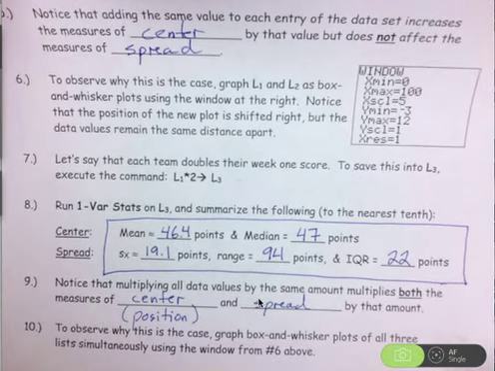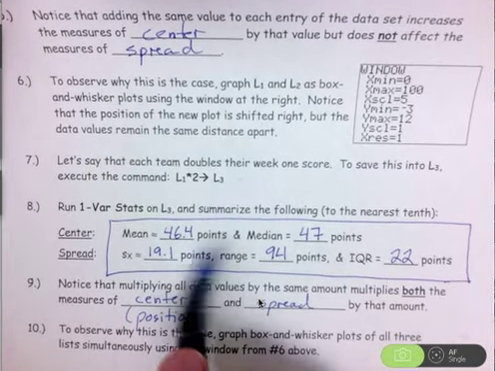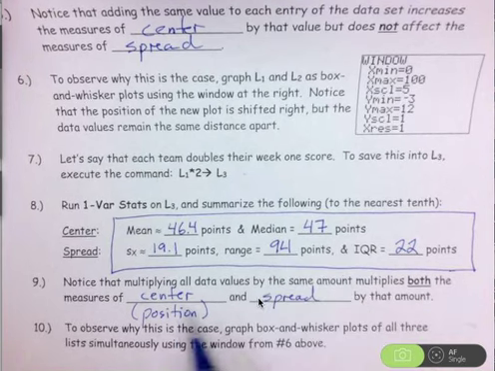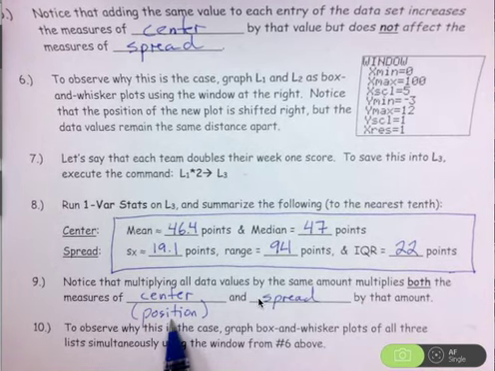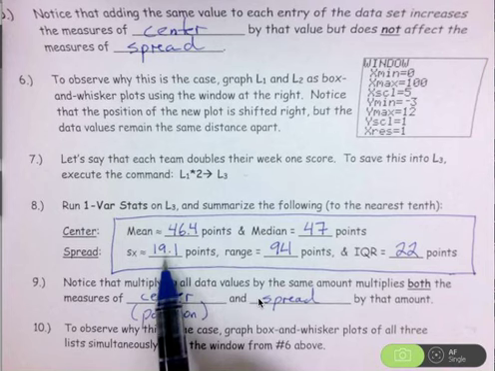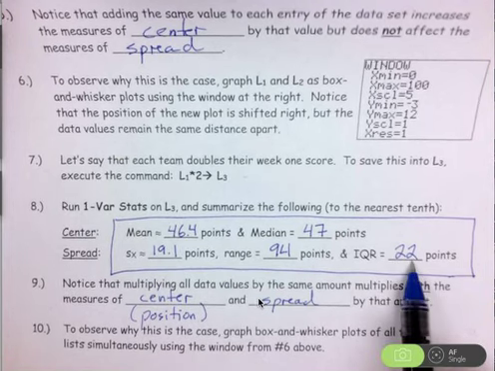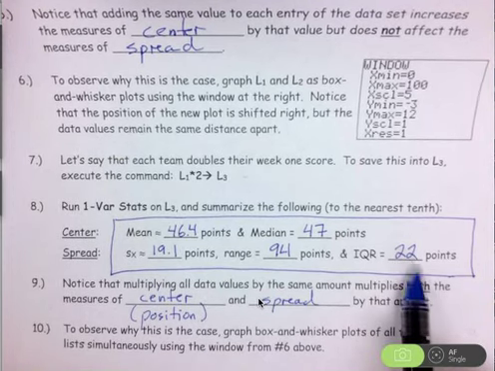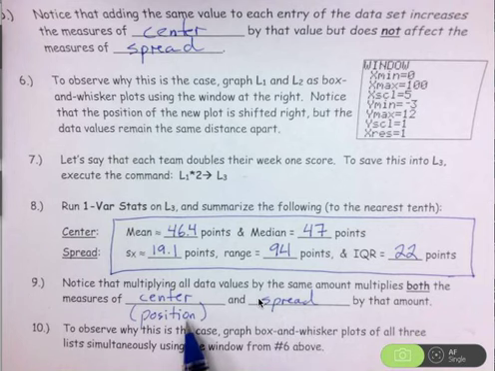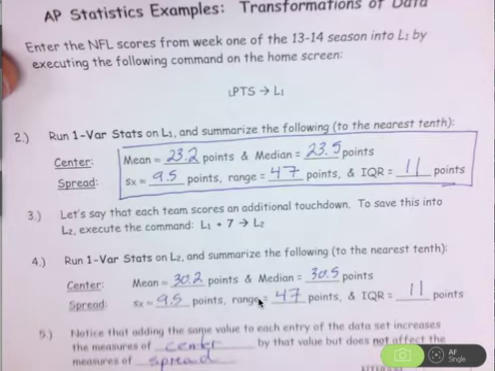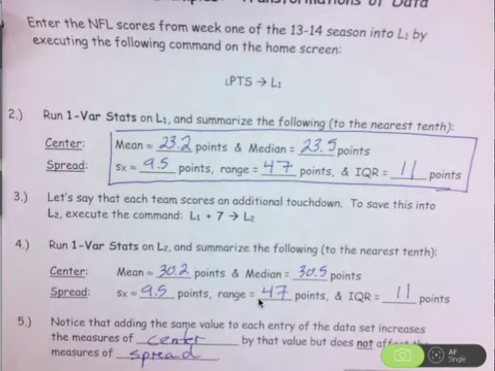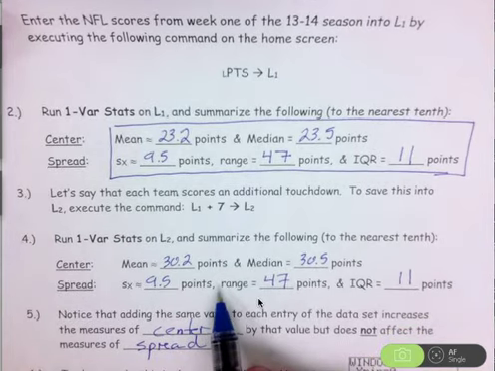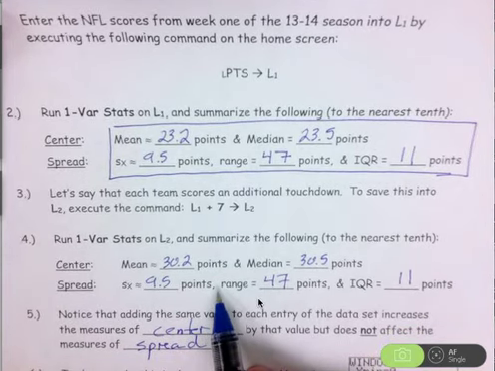So doubling the scores doubled the mean and the median. In fact, it doubles all of the measures of center, the measures of position also. So also then our measures of spread were doubled. Multiplying affects both center and measures of position, whereas adding or subtracting, those are just horizontal shifts. Those only affect measures of position, not measures of spread.